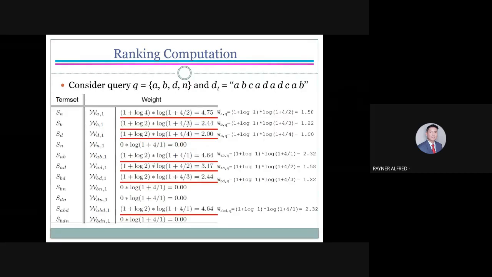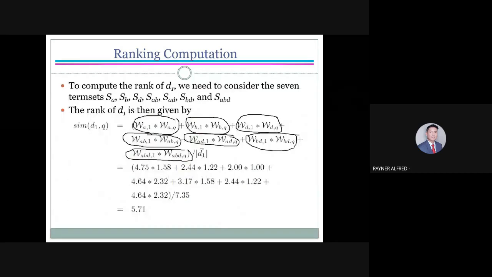Okay, because we have 7. And we divide by D1. We're supposed to times Q, but since Q is always constant, we can ignore this one. Because in order for us to perform the ranking, we also have to do similarity for document 2.